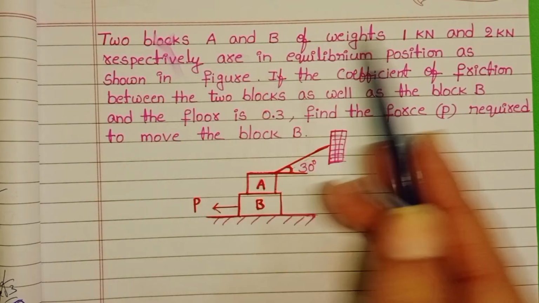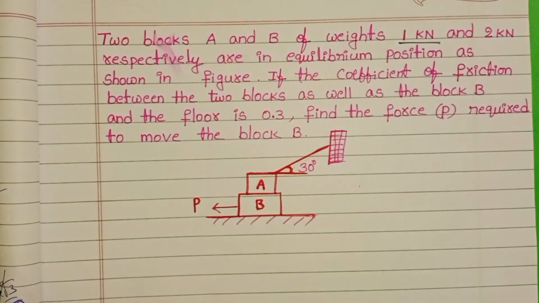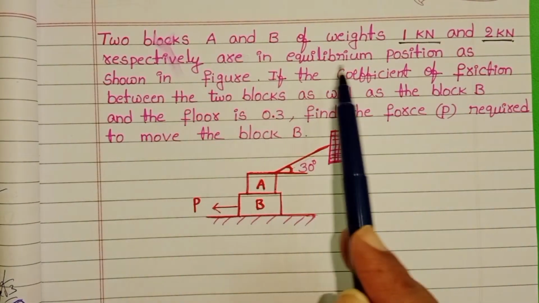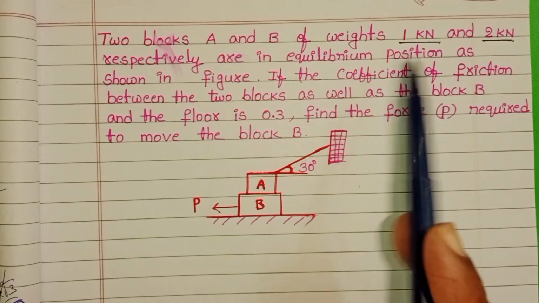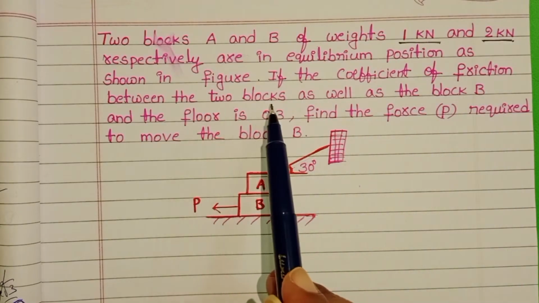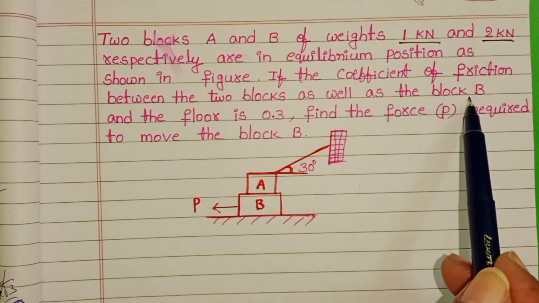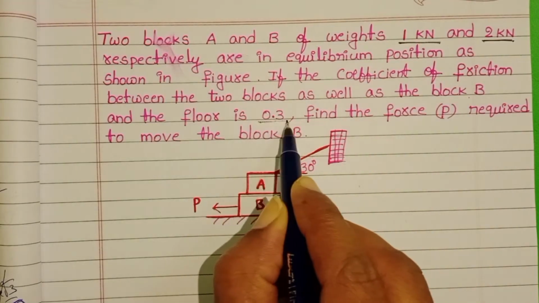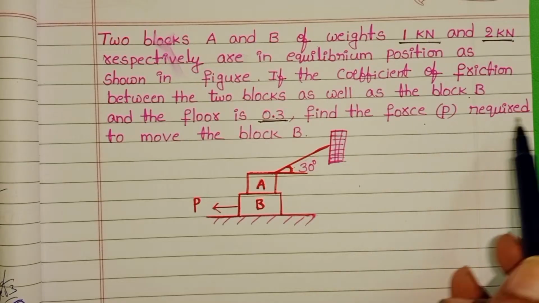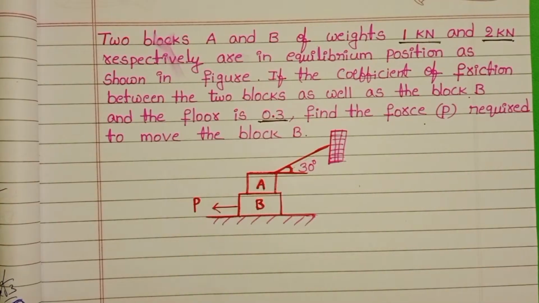Blocks A and B. The weight of the first block is 1 kilonewton and the second block is 2 kilonewton. These two blocks are in equilibrium position as shown in the figure. The coefficient of friction between the two blocks as well as between block B and the floor is 0.3. We have to find out the force required to move block B.